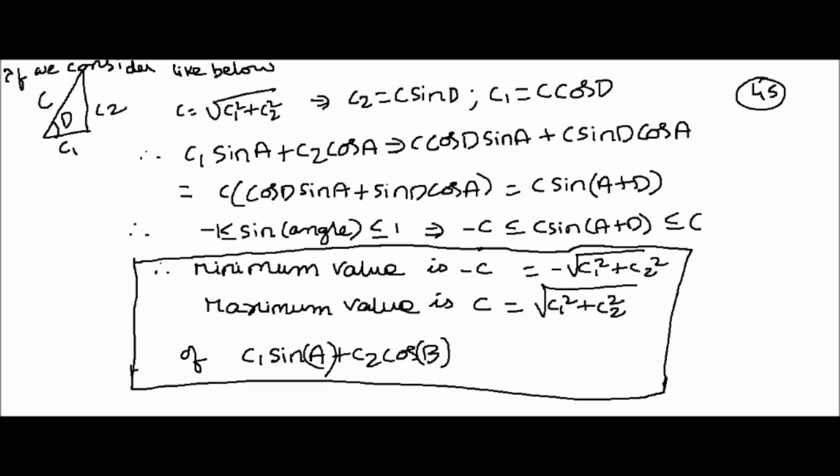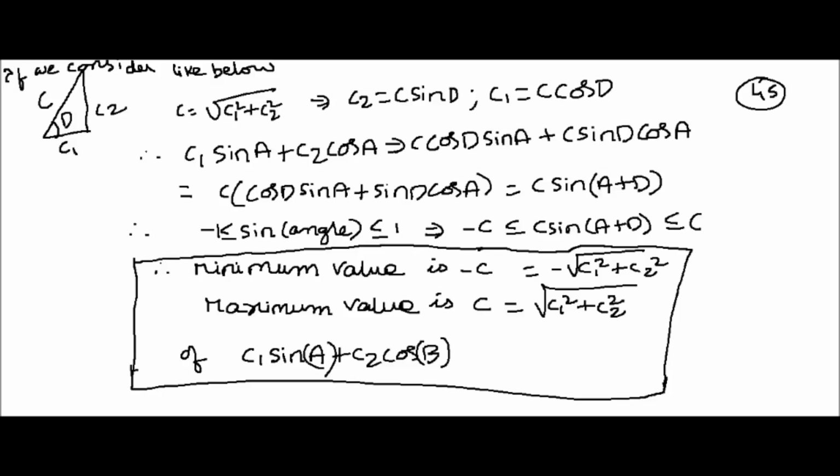But again we know sine of A plus D is between minus 1 and 1. So obviously the minimum value is minus C, and the maximum value is plus C. So again we come to the same conclusion. The minimum value is minus C, that is minus square root of C1 square plus C2 square, and the maximum value is plus C, which is square root of C1 square plus C2 square.